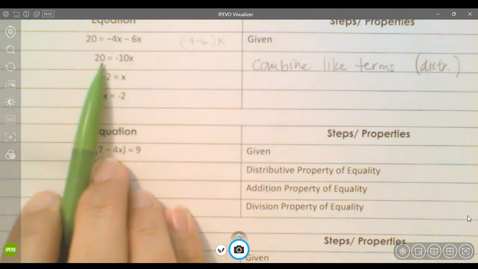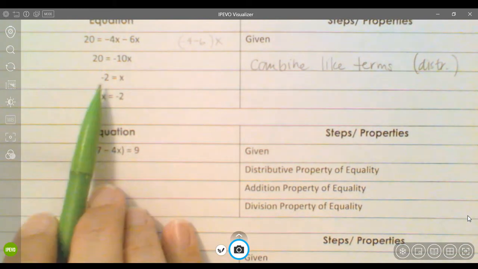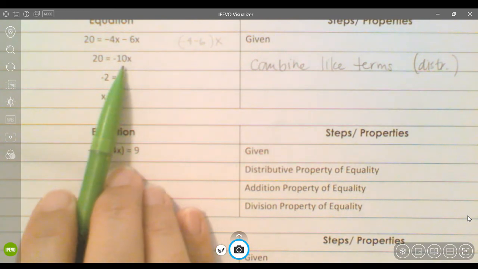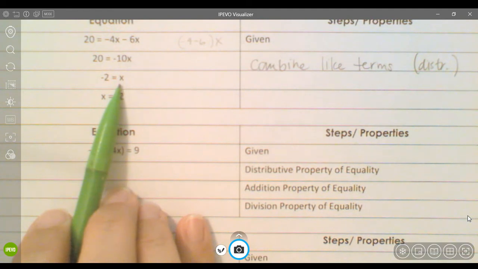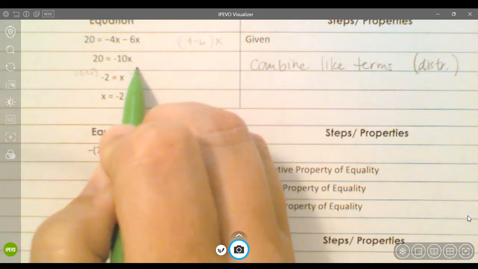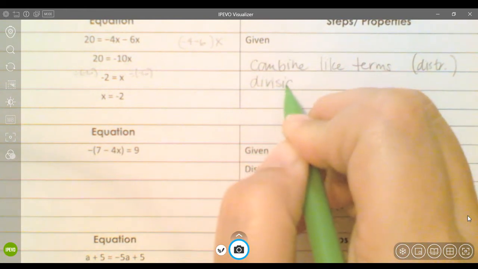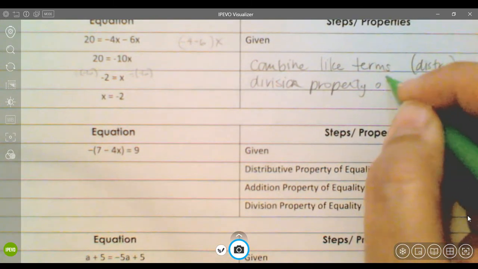Now, how did we go from 20 equals -10x to -2 equals x? Well, what's different? How did 20 become -2? I could subtract. How did -10x become x? Always look for the variable. What's happening from here to here? We went from -10x to x. So here we were multiplying by -10, and now x just stands alone. So it looks like we divided by -10. So I used the division property of equality.